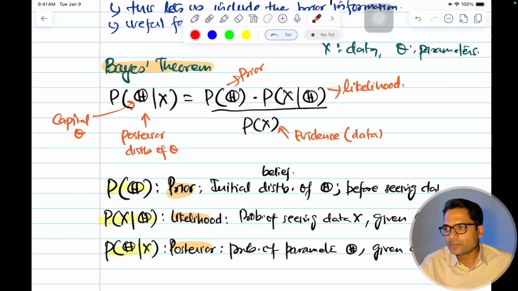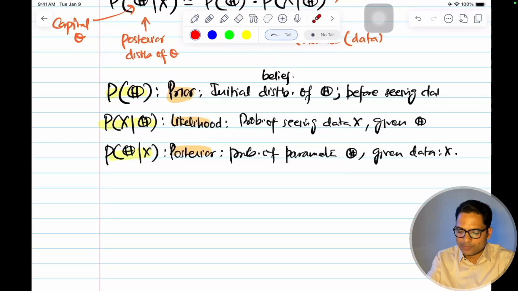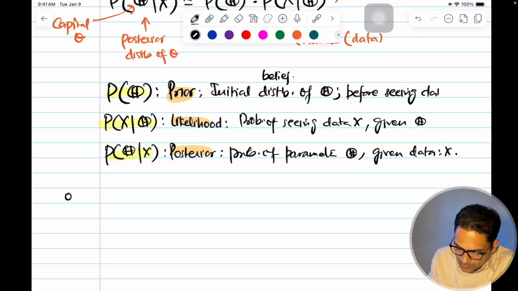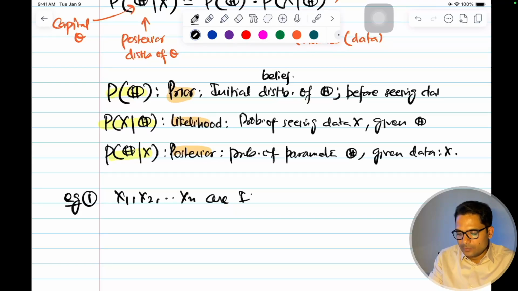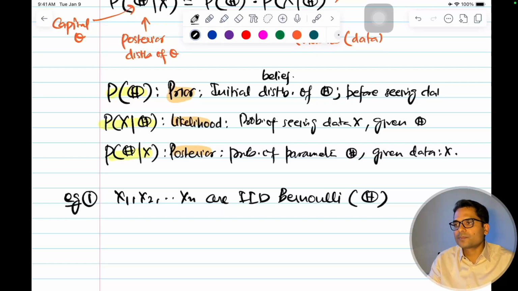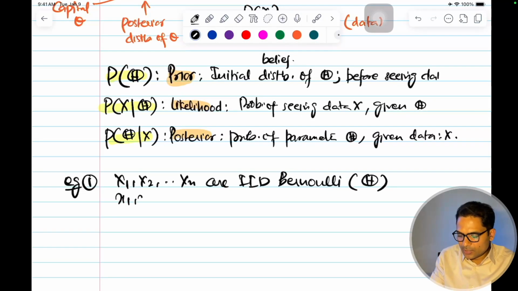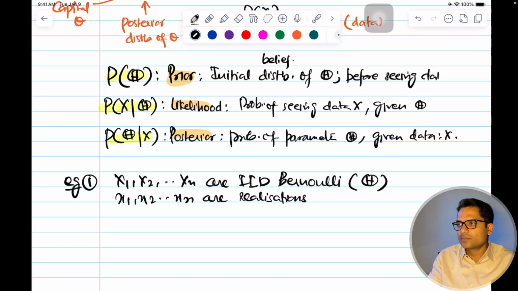Let's proceed. Okay, same example. For example 1, we have x1, x2, ..., xn that are IID Bernoulli with parameter theta, and x1, x2, ..., xn are the realizations or observations of theta.